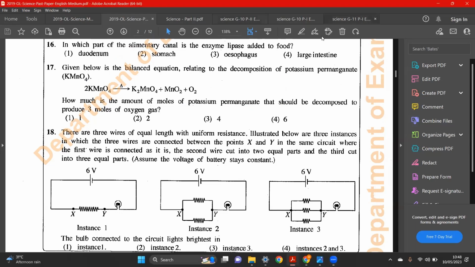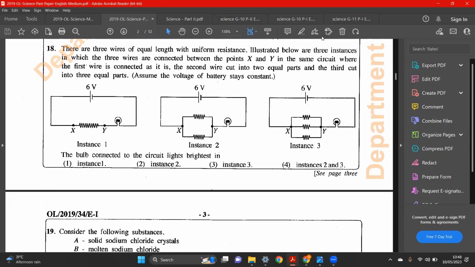Then we move into the 18th question. There are 3 wires of equal length with uniform resistance. Illustrated below are 3 instances in which the 3 wires are connected between the points X and Y in the same circuit. As you can see in this first instance, you just have one big resistance. The second one is broken and connected in parallel. The third one is again broken into 3 and connected in parallel. So the bulb connected to which circuit lights the brightest?